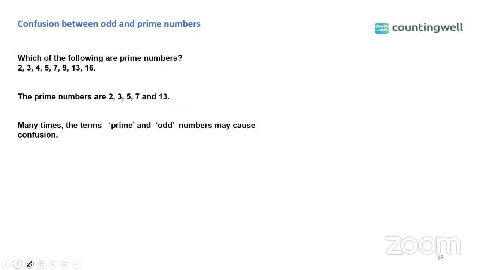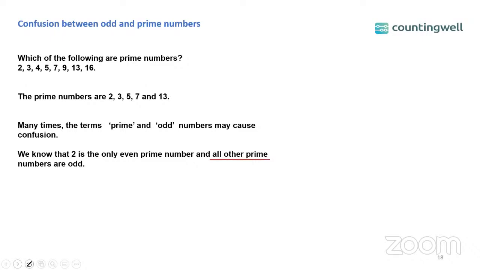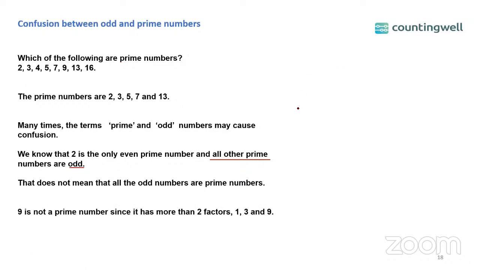Many times, the terms prime and odd numbers may cause confusion. Note that the only even prime number is 2 and all other prime numbers are odd. So we can say that every prime number is odd except 2. That does not mean that all odd numbers are prime numbers. For example, 9. 9 is not a prime number since it has more than 2 factors: 1, 3 and 9.